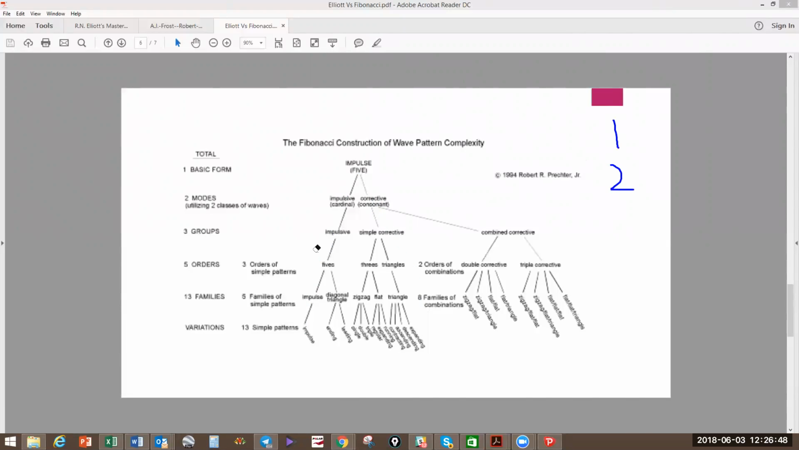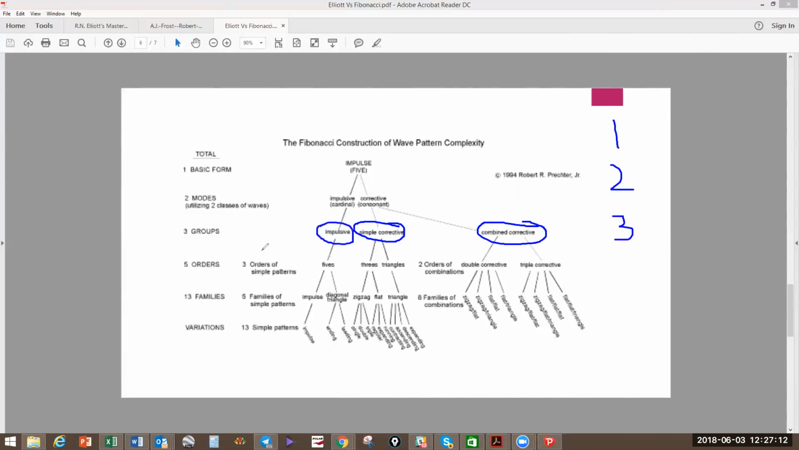See something very interesting here. And we've got three groups. We've got an impulsive group, we've got a simple corrective group, and a double combined correction. What does this give us? It gives us three. We're just listing all the things that Elliott discovered here. We're not even doing the maths.